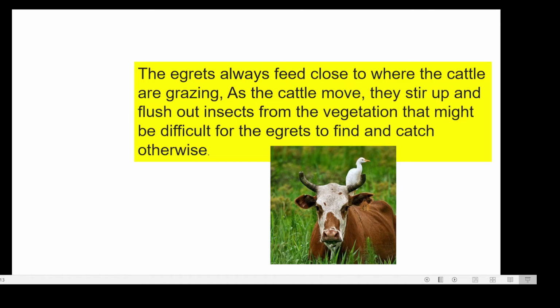Now let us talk about the cattle egrets. The egrets always feed close to where the cattle are grazing. As the cattle move, they stir up and flush out insects from the vegetation that might be difficult for the egrets to find and catch otherwise. So they get the insects present on the skin of the cattle and they consume those insects, and the cattle get rid of those insects.